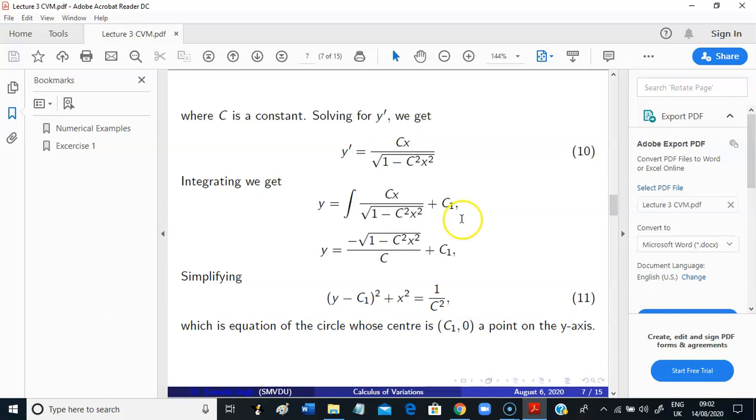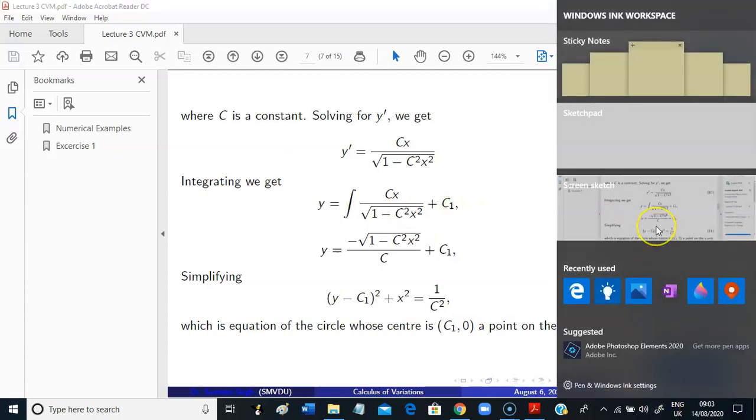So now, when you get the integration of this, you get this type of expression. Here you are multiplying and dividing by 2, and you take (1 minus c square x square) to the power minus 1 by 2 in the numerator, times 2x by 2. So it basically gives you the form.